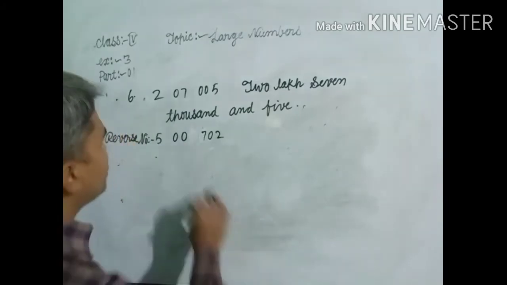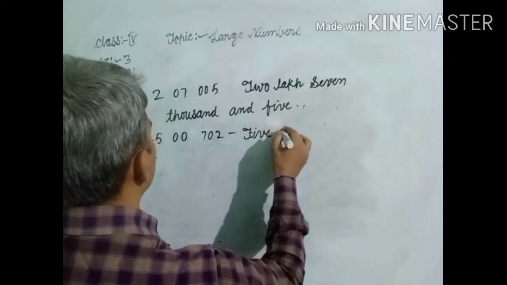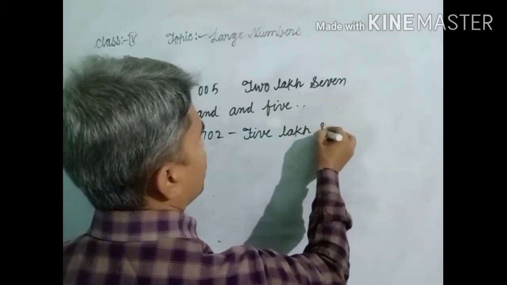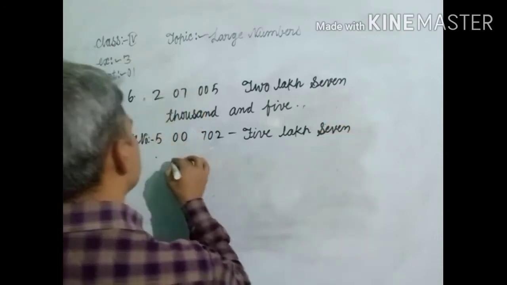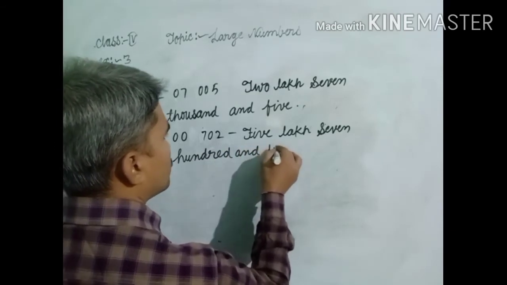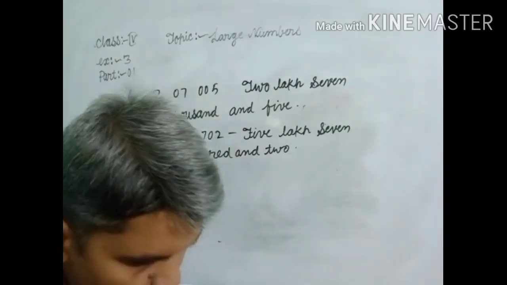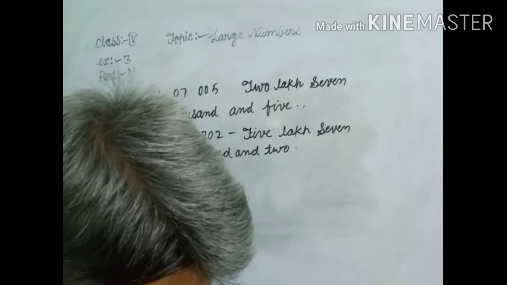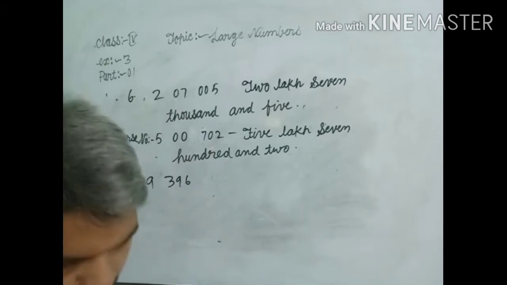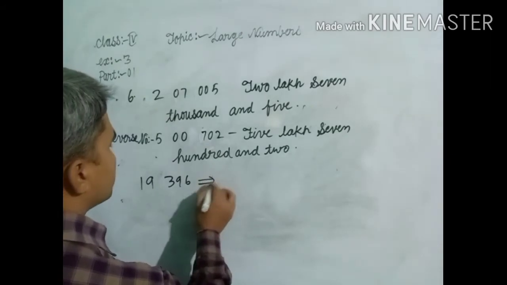Read the number: 5 lakh 700 and 2. Have you any problems? No problems. In question number 7, write the 6 consecutive numbers coming just after 19396. Just after means the next 6 numbers.